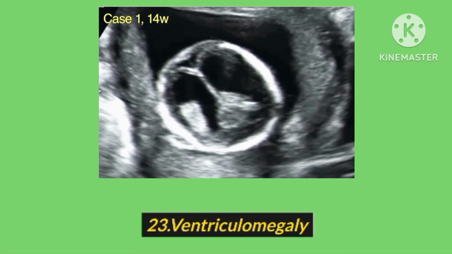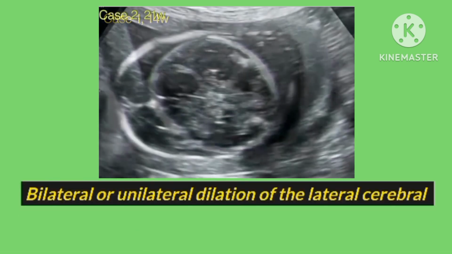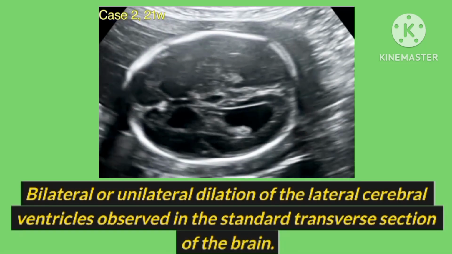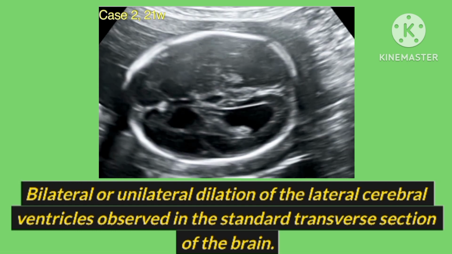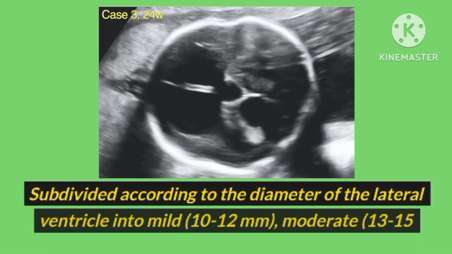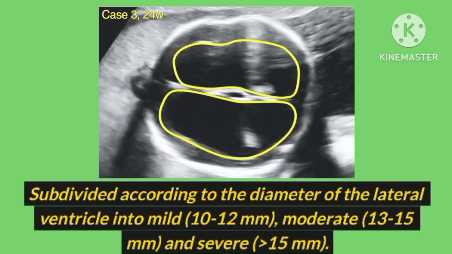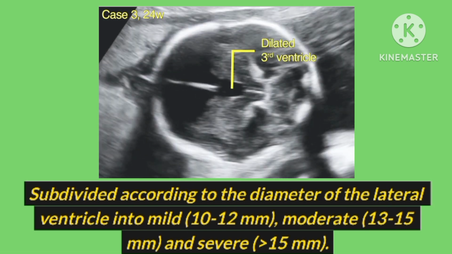Number 23. Ventriculomegaly. Ultrasound diagnosis. Bilateral or unilateral dilation of the lateral cerebral ventricles observed in the standard transverse section of the brain. Subdivided according to the diameter of the lateral ventricle into mild 10 to 12 millimeters, moderate 13 to 15 millimeters, and severe greater than 15 millimeters.